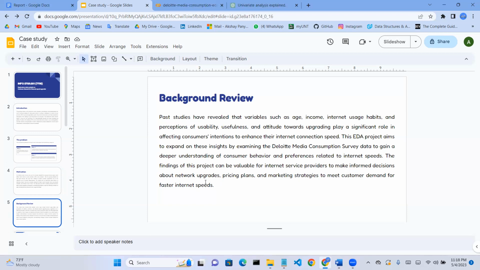The Deloitte Media Consumption Survey is a dataset from a survey asked among people in the US, and this data is directly from the customers themselves. It has all the demographic and personal information about the customer, like their age, what they are studying, how they are employed, their employment status, and their annual income. Based on these, whether they are willing to increase their speeds by paying more is the discussion topic here.